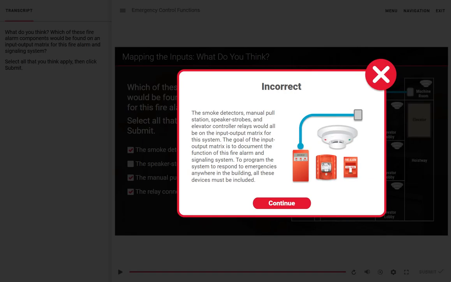Sorry, that's incorrect. The smoke detectors, manual pull station, speaker strobes, and elevator controller relays would all be on the input-output matrix for this system. The goal of the input-output matrix is to document the function of this fire alarm and signaling system, to program the system to respond to emergencies anywhere in the building. All these devices must be included.